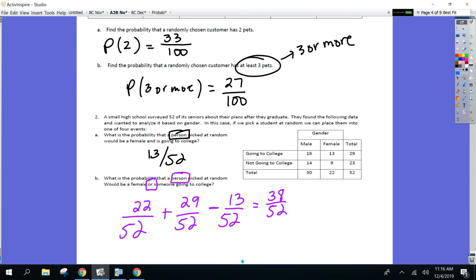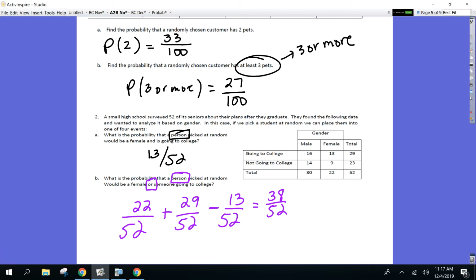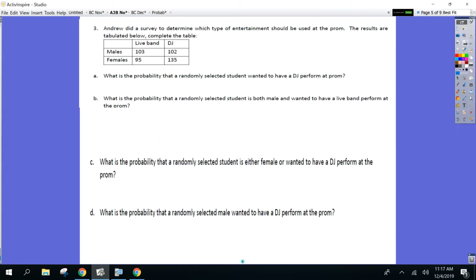Questions, specifically why we subtracted out the 13 out of 52? Remember, I add them and subtract out what's in common. How do we feel here? Okay, I'm going to ask more questions out of you guys now. Oh, here we go. Right up our alley, huh? Males and females, who wants a live band or DJ at the prom?